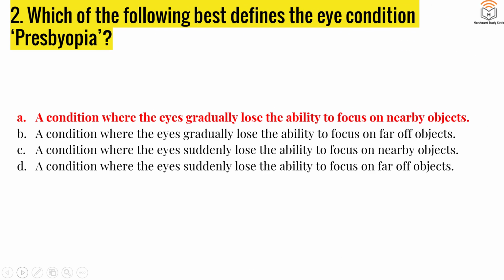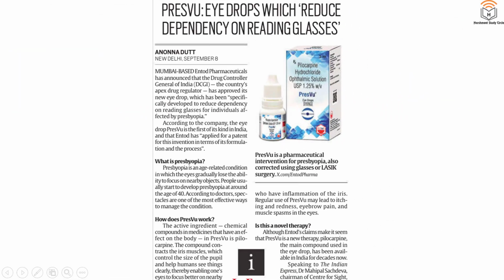As you can see, this is the article in today's Indian Express. The eye drop is called Presvu. This eye drops will reduce dependency on reading glasses. It has been approved by the Drug Controller General of India. The new eye drop has been scientifically developed to reduce the dependency on reading glasses for individuals affected by presbyopia. Presbyopia usually starts to develop around the age of 40 years.